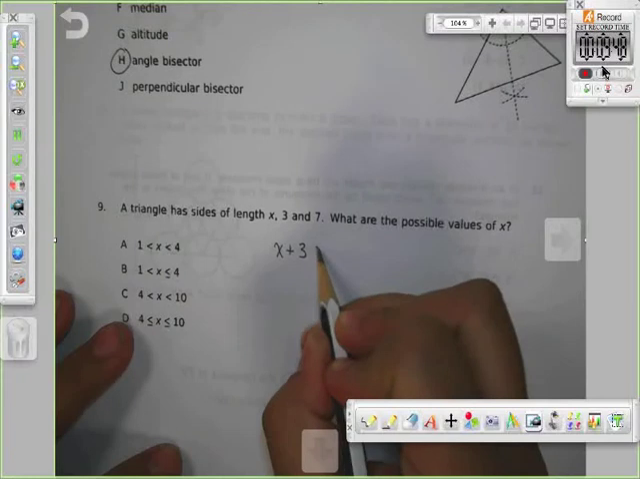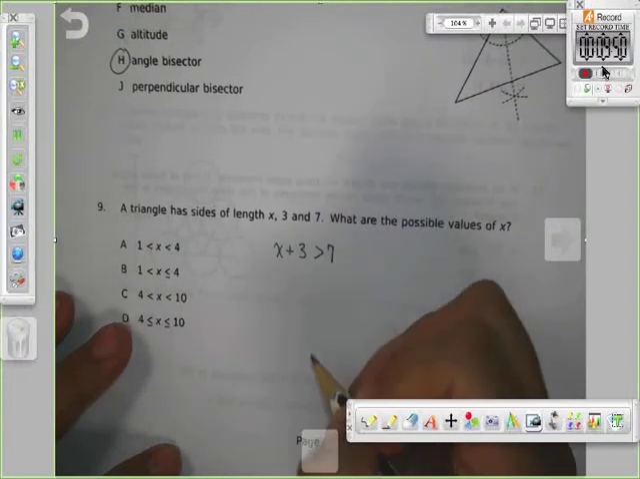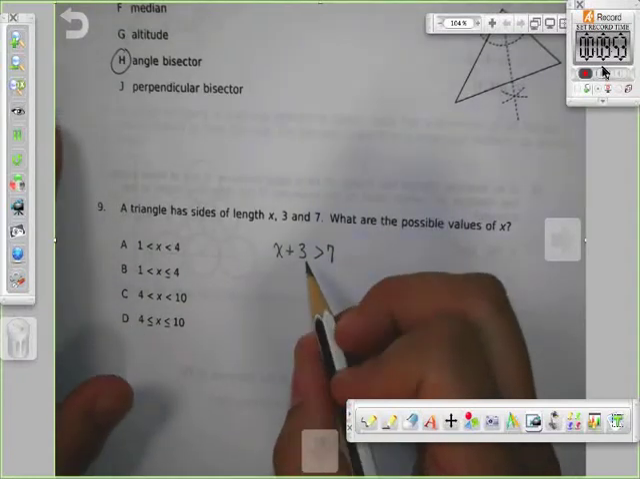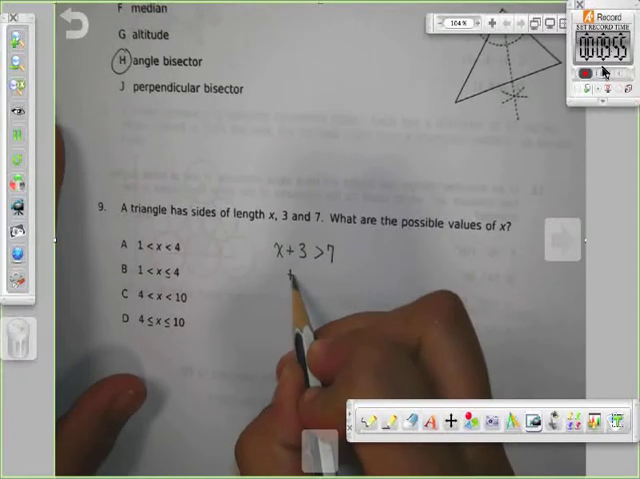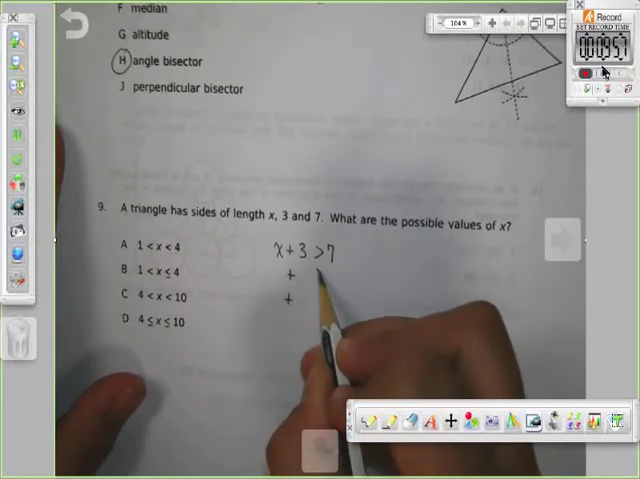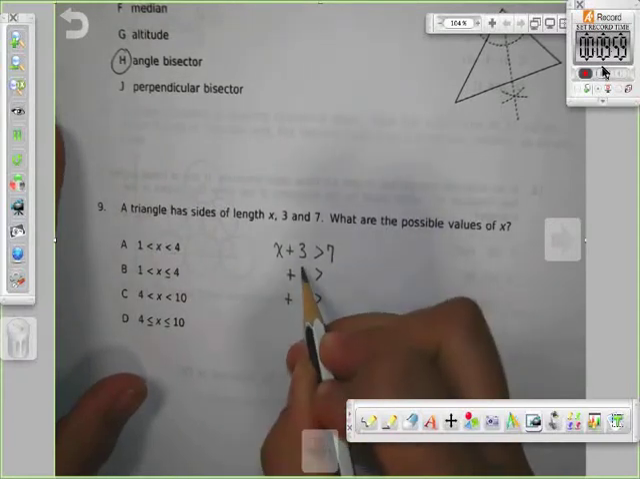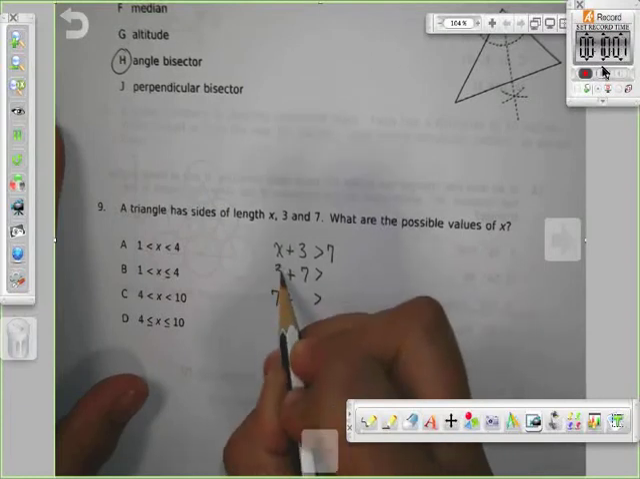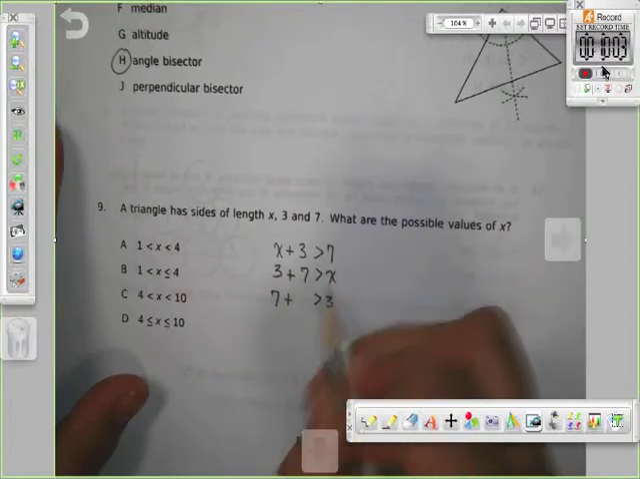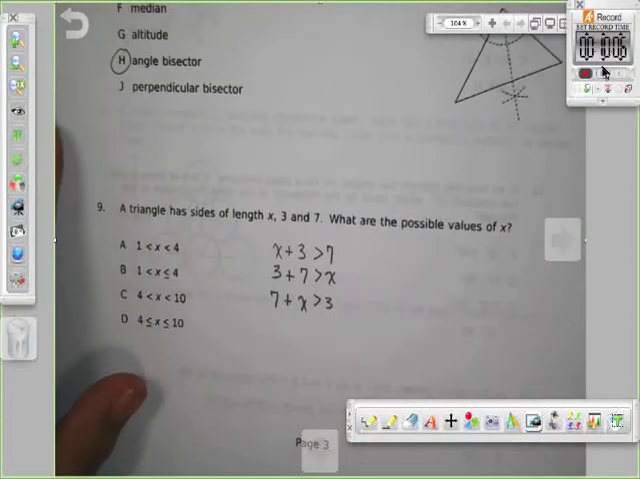Number 9, a triangle has side lengths x, 3, and 7. What are the possible values of x? Well, using the triangle inequality theorem, it states that if you add the lengths of two sides of a triangle, it must always be greater than the third. Now there are 3 sides, so that means there are 3 different possibilities. I set it up by setting up the symbols and then filling it in diagonally.